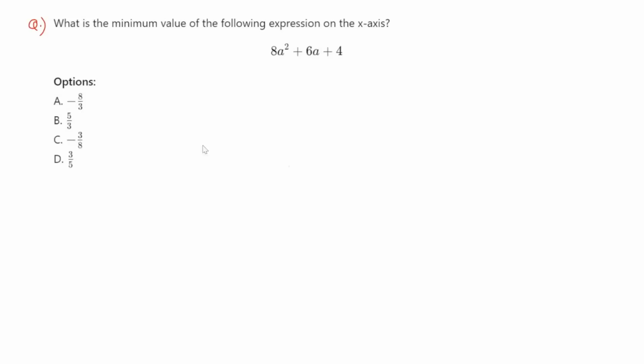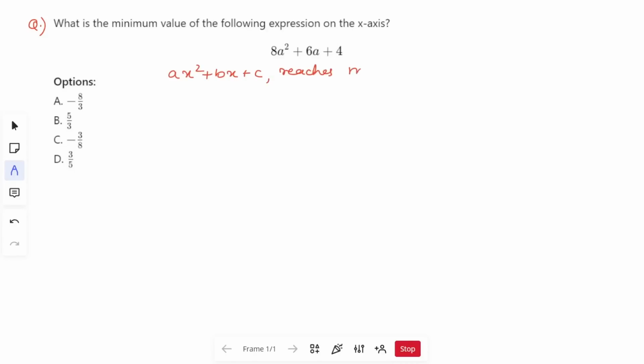Let's look at this question. What is the minimum value of the following expression on the x-axis? We have the equation as 8a square plus 6a plus 4, and we have the different options that is given to us. See, before solving this question, you should know one thing, that a quadratic equation of this form, that is ax square plus bx plus c, becomes or reaches minimum or maximum. Okay, at what? A is equals to minus b by 2a.